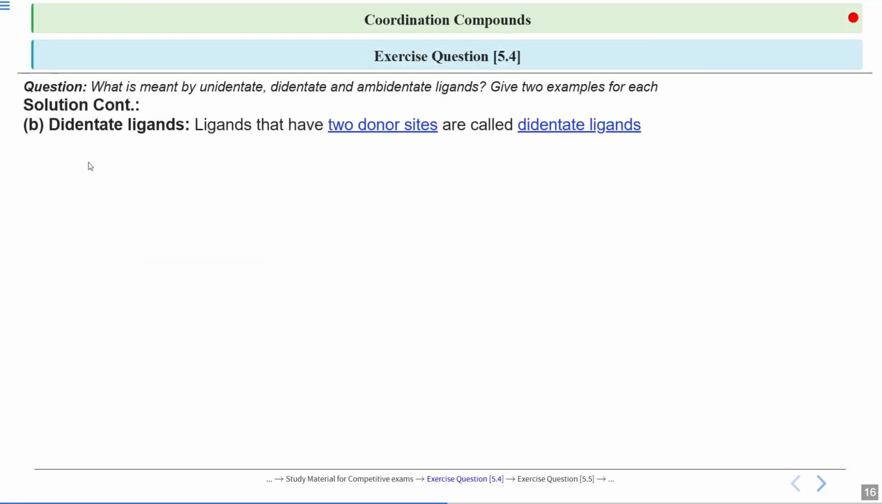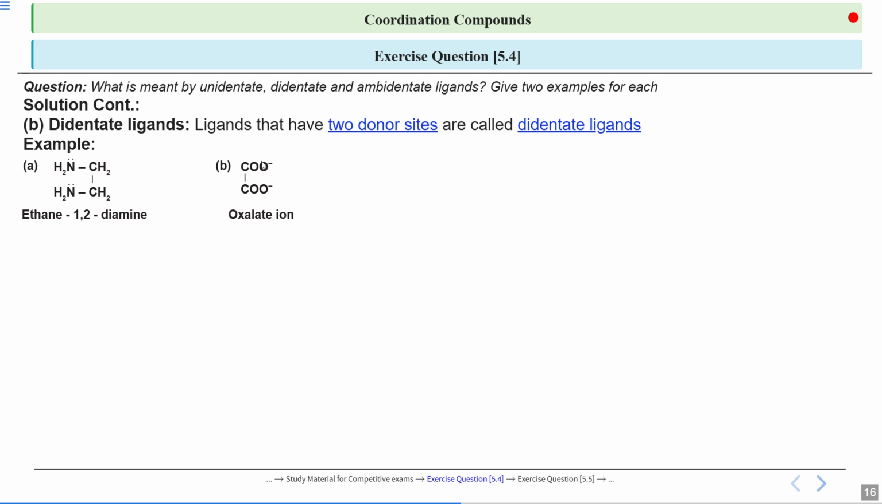Next is didentate ligands. They are the ligands that have two donor sites. Di means two, so they have two donor sites and they are called didentate ligands. For example, NH2 CH2 CH2 NH2, where you can see two nitrogens are present. Its name is ethane-1,2-diamine. We have two nitrogens, and at both nitrogens we have a lone pair, which are our two donor sites available for making the bond with the central metal ion in the complex. So this ligand is a didentate ligand, ethane-1,2-diamine.